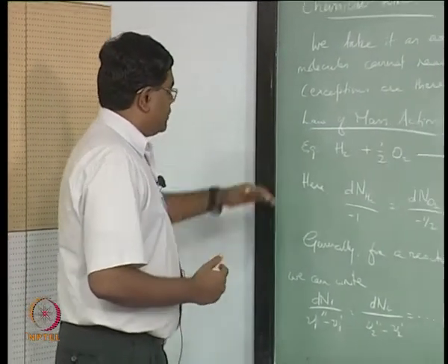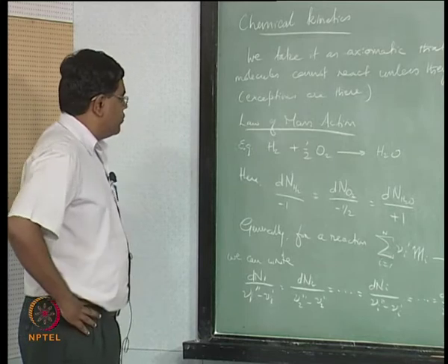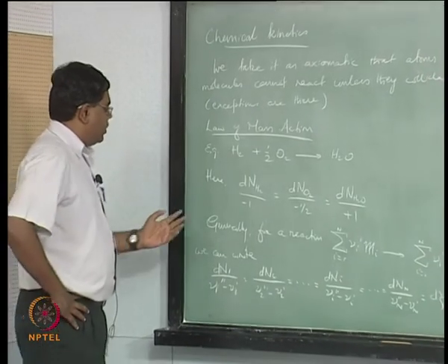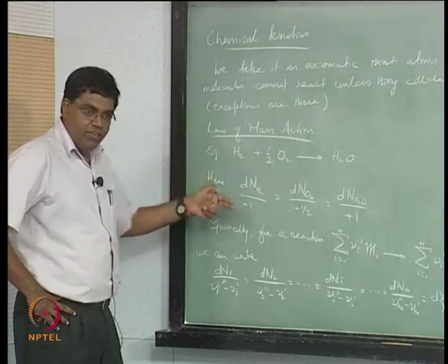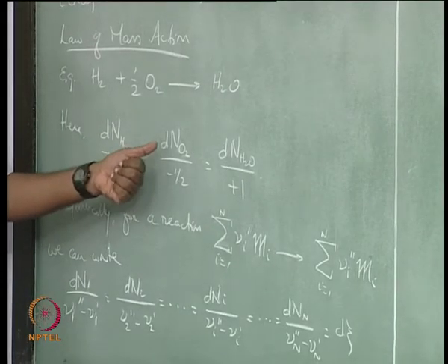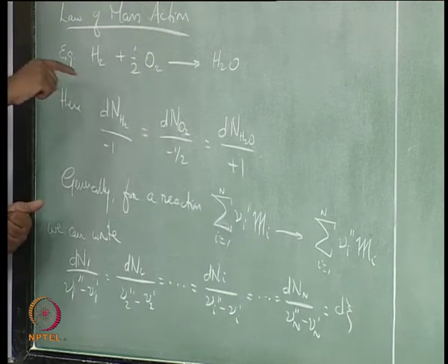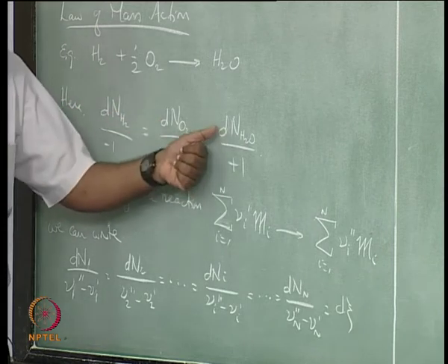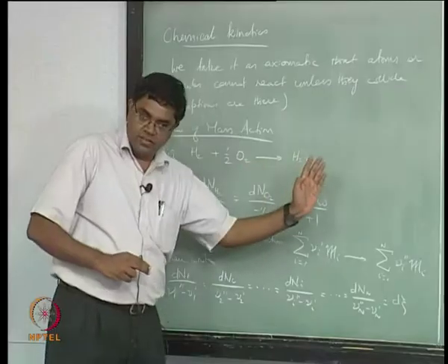Okay, so let's now look at what's called the law of mass action. We'll just proceed systematically here. As an example, if you now take the hydrogen oxygen reaction, we could think about a change in the number of moles of hydrogen in terms of a decrease, and therefore we have a negative one, could be equal to a change in the number of moles of oxygen divided by a negative half, because for every one mole of hydrogen that decreases, you have only half a mole of oxygen that decreases, and that could be equal to the change in the number of moles of water divided by plus one to indicate that this is a gain as opposed to a loss for the other two.